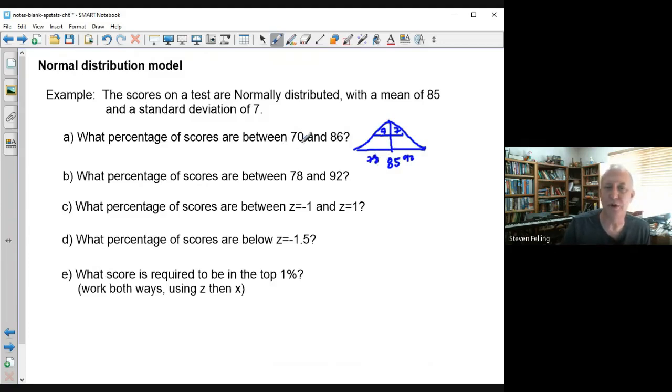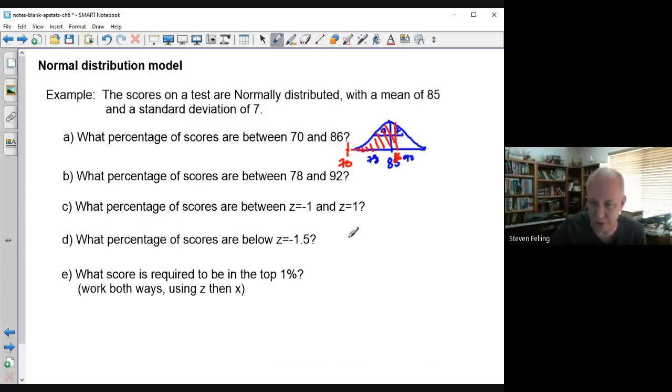And then I want to know what percentage of the scores are between 70 and 86. So I'm going to switch colors here. But if this is 78, 70 is way out here somewhere, and 86 is just a little bit above the middle like that. And so I'm trying to find what percentage of the area is in that area right there, right? All right, so now we would resort to our calculator.